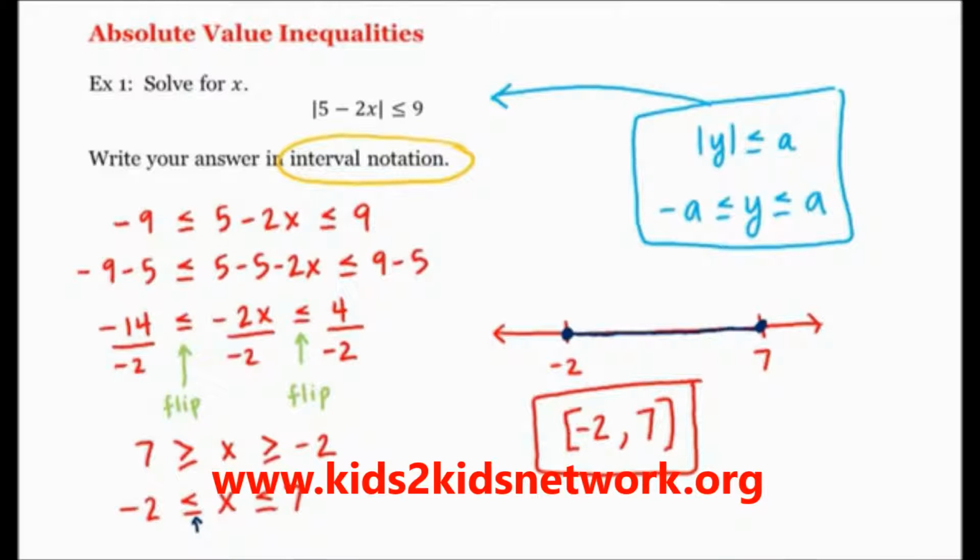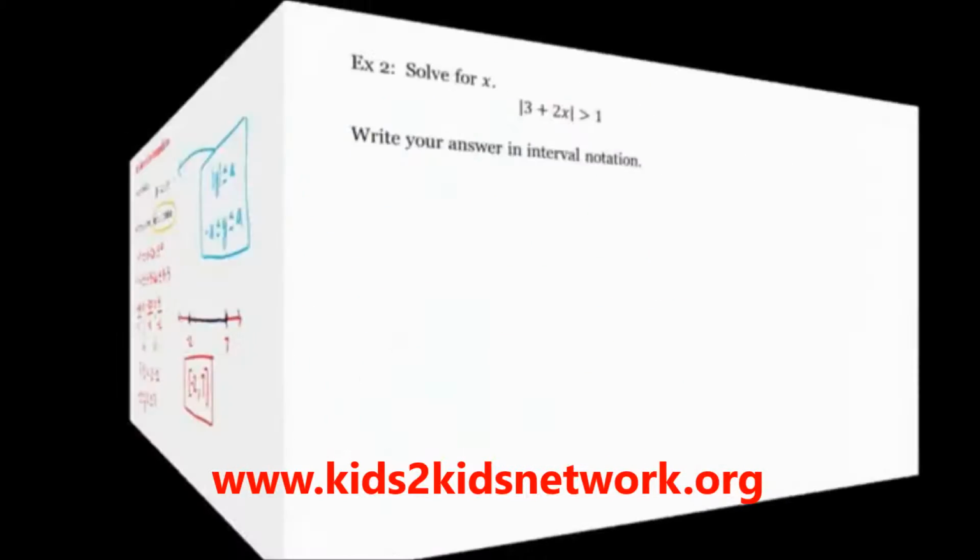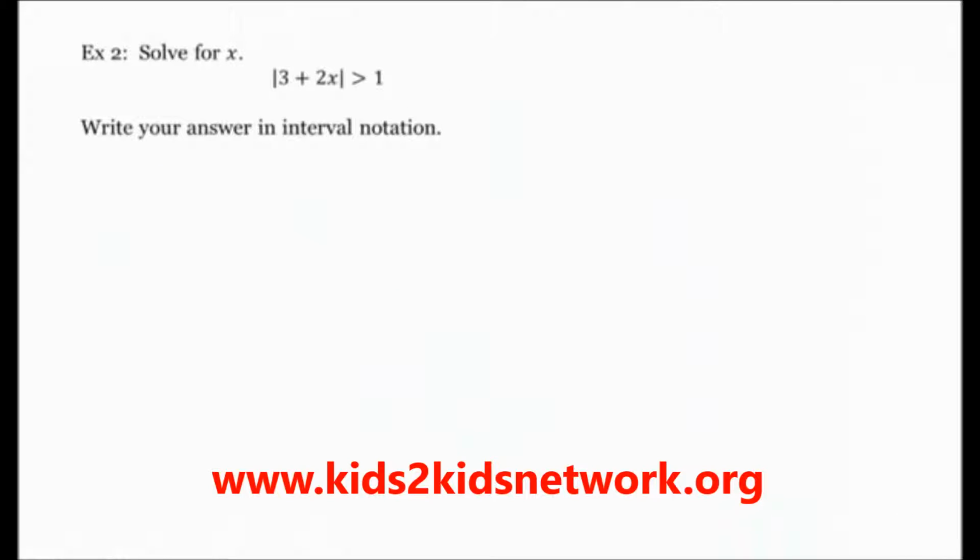All right, let's look at another example. Let's solve this inequality and again put our answer in interval notation. Now the difference here is that we have greater than rather than less than, like the last example. Now if the absolute value is greater than 1, then what's inside the absolute value is either larger than 1 or smaller than -1. In other words, we're going to use the following fact to help us solve this problem.